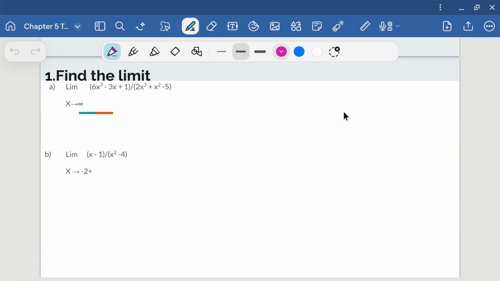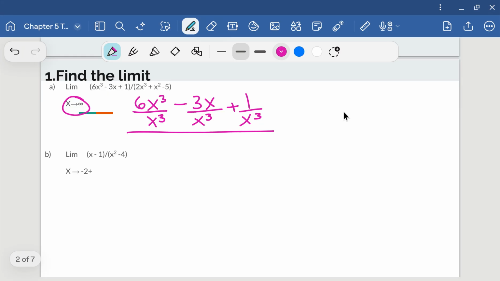So we have our function, we're dividing. If we want to find the limit as x tends towards infinity, we want to take every term within and divide it by x to the highest exponent. So I'm going to take 6x cubed divided by x cubed, because that's my highest exponent, minus 3x divided by x cubed, plus 1 divided by x cubed. And then in the denominator, I have 2x cubed divided by x cubed, plus x squared divided by x cubed, minus 5 divided by x cubed.